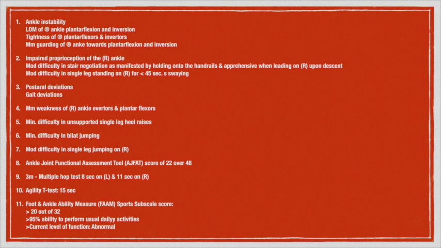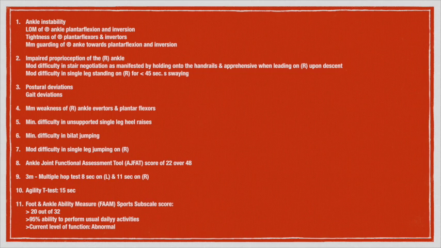The problem list is as follows. Number 1, ankle instability, LOM of right ankle plantar flexor and inversion, tightness of right plantar flexors and inverters, muscle guarding of right ankle towards plantar flexion and inversion. 2, impaired proprioception of the right ankle with moderate difficulty in stair negotiation and moderate difficulty in single leg standing on right. 3, postural deviation and gait deviation. 4, muscle weakness of right ankle everters and plantar flexors.